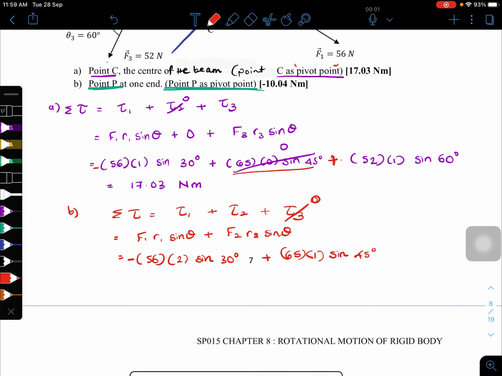So this one, try to solve it. I think this one you get negative 96 plus 45.96, and then you get your answer to be negative 10.04 nm. Okay.